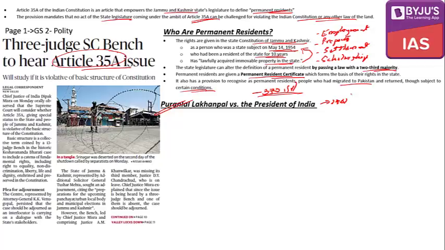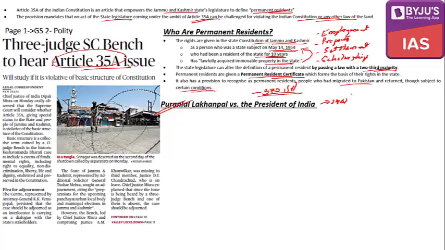So there has been a Supreme Court case in the past, and this is Puranlal Lakhanwal versus the President of India. The first thing that we also have to understand is, why is this whole article, that is Article 35A, required? In case it is required, what are the important areas that we will have to look into? In case it is not required, what are the areas that we will have to look into? That is what we will have to understand from this article.